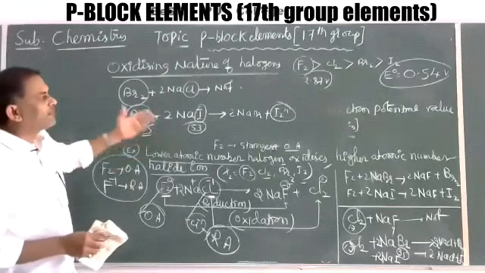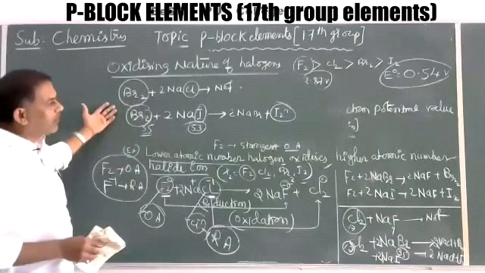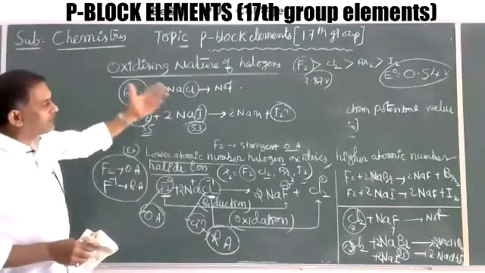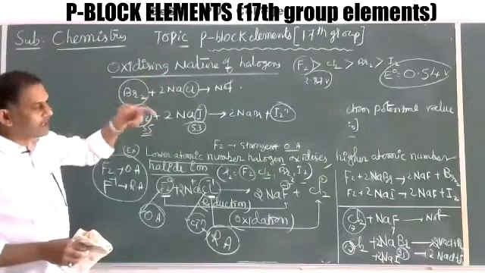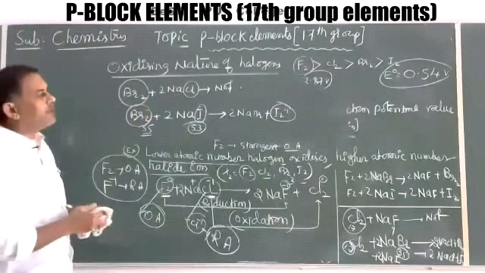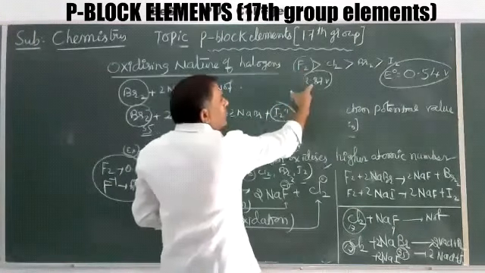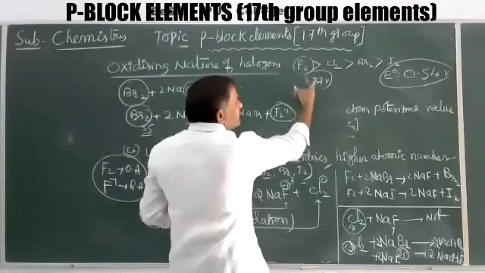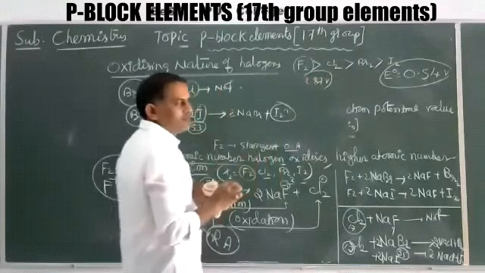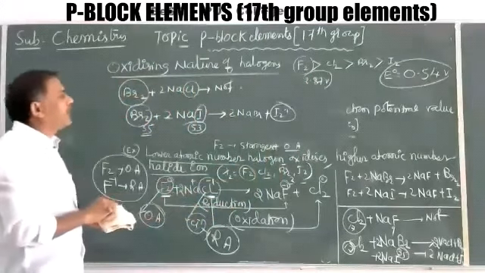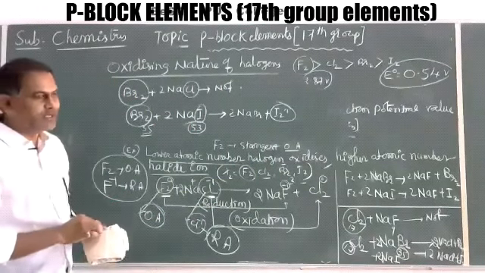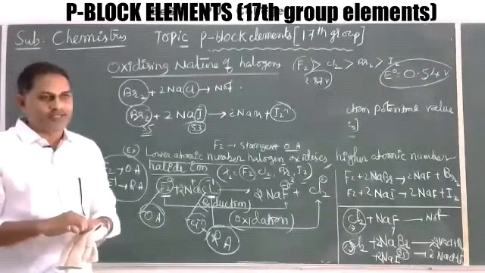So on the basis of chemical reactivities, electronegativity, small size and hydration enthalpies, we can say F2 is the strongest. Same on the basis of SRP values, F2 is the strongest oxidizing agent. Okay, these are some important points about 17th group elements, some physical and chemical properties.